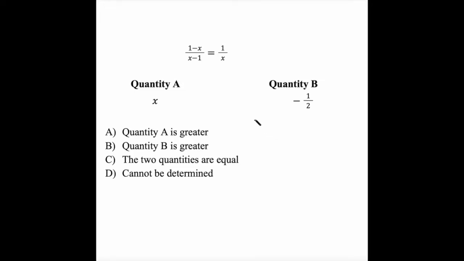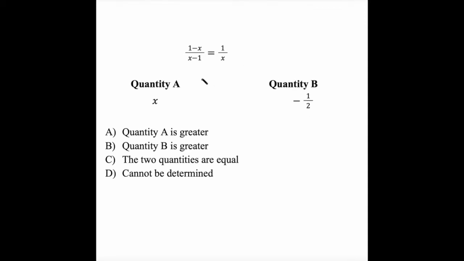Here's a good GRE quantitative comparison question. 1 minus x over x minus 1 is equal to 1 over x. And we want to know what's greater, quantity A, which is x, whatever we find that to be, or quantity B, which is negative 1/2.